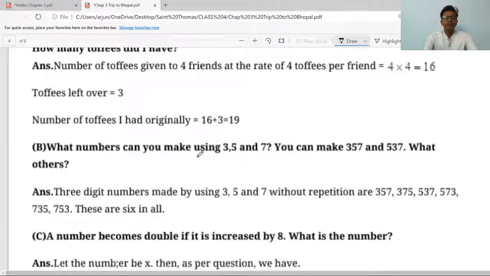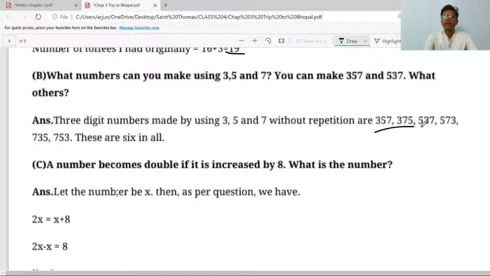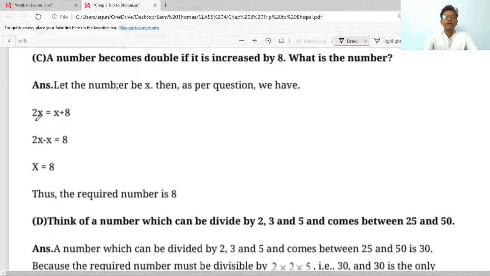Here we did the 19 toffees. The 6 numbers, these are 6 in all. And 2x equals x plus 8, 2x minus x equals 8, and x equals 8. Thus the required number is 8.